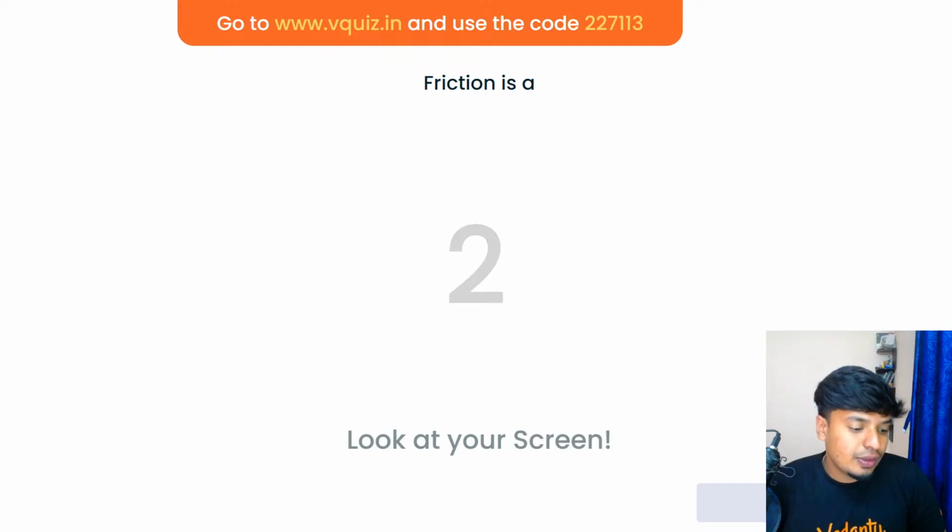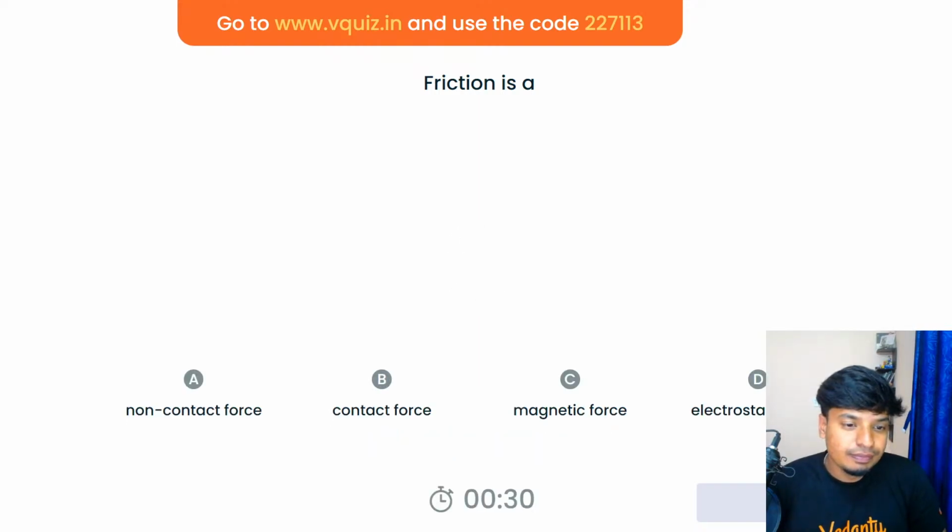Friction is a dash. Simple question. Non-contact force, contact force, magnetic force, electrostatic force. Friction is a dash.